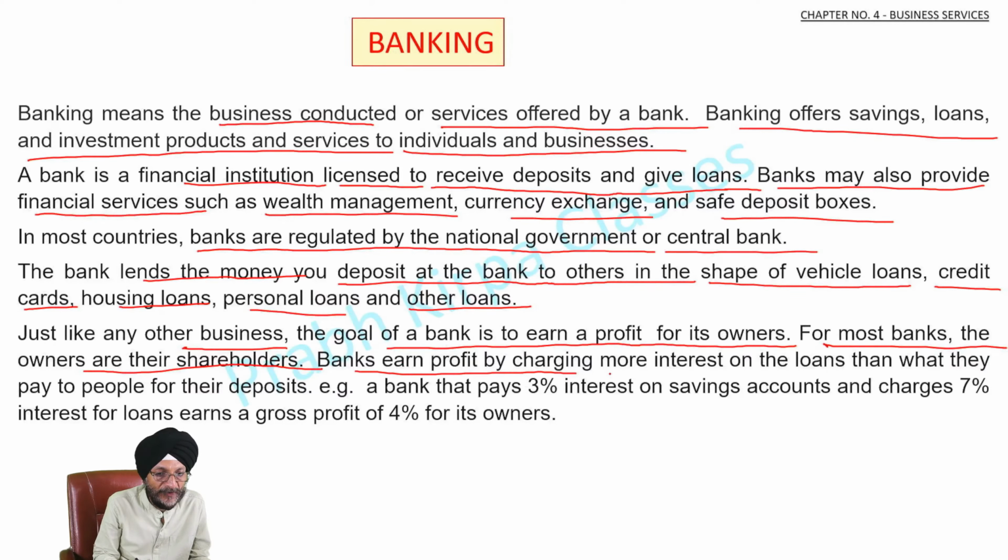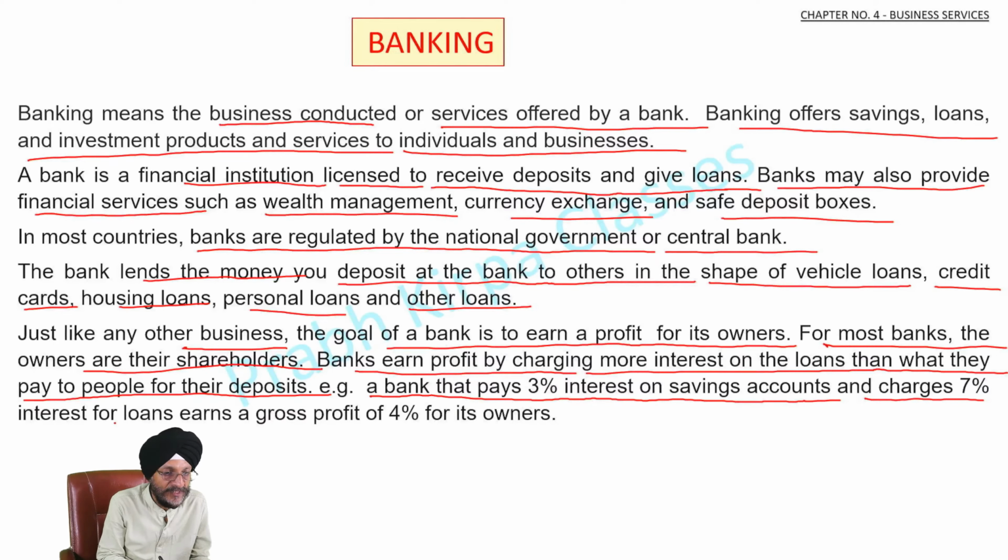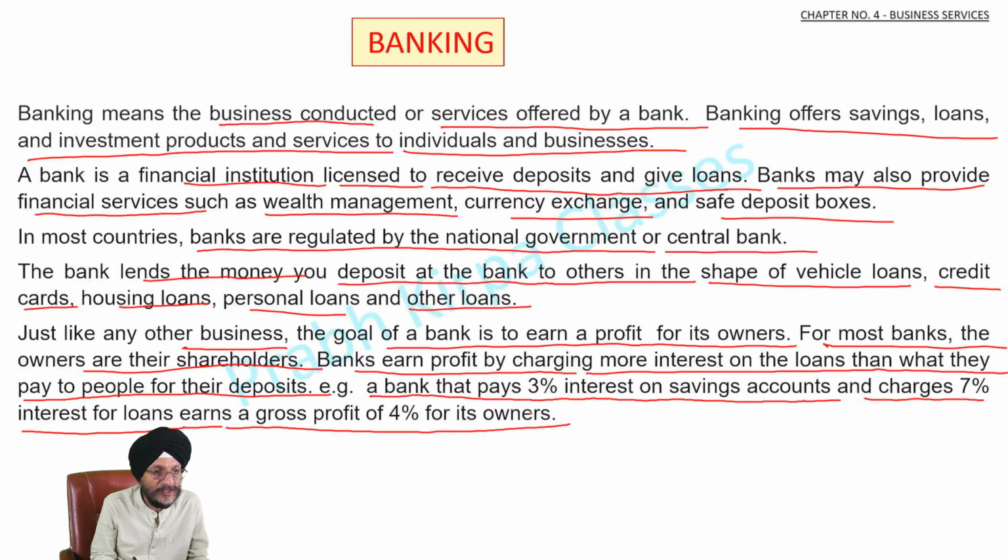Banks earn profit by charging more interest on the loans than what they pay to the people for their deposits. For example, a bank that pays a 3% rate of interest on a savings account may charge a 7% rate of interest for the loans. So it earns a gross profit of 4% for its owners.